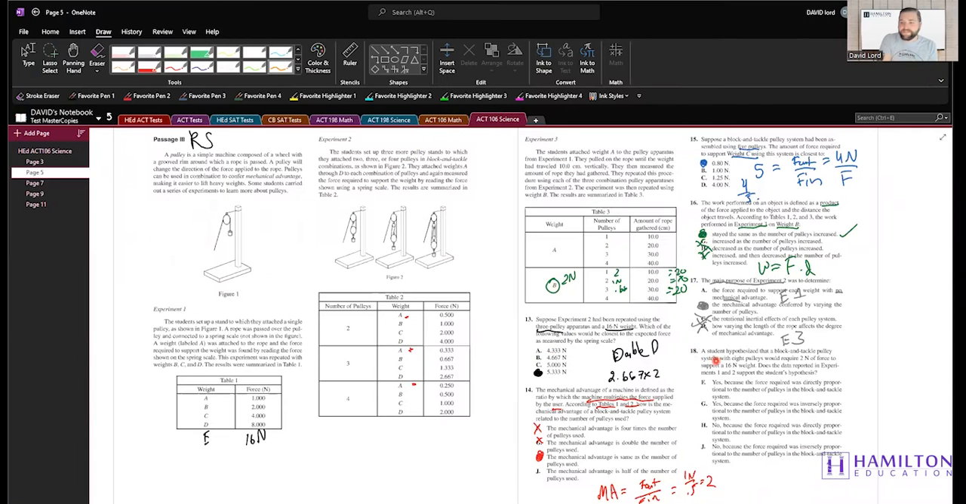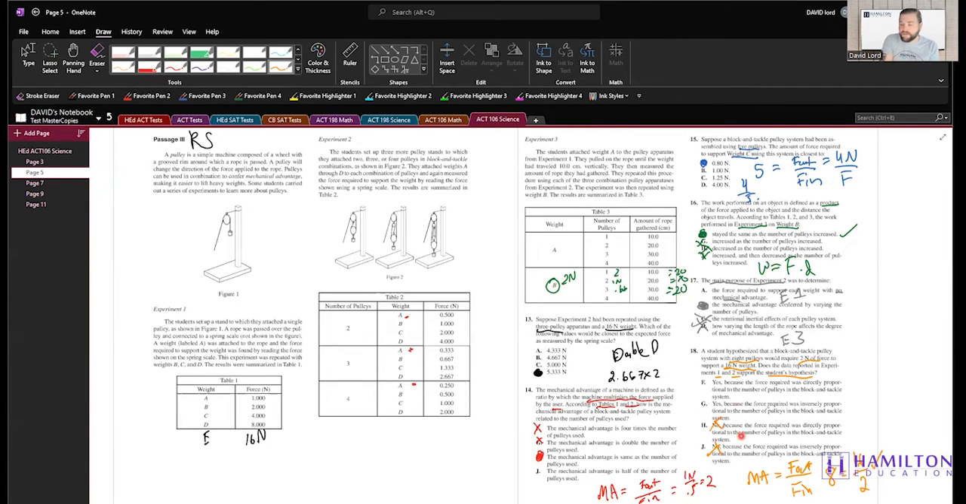All right, question number 18. A student hypothesized that a block and tackle pulley system with 8 pulleys would require 2 newton force input to support a 16 newton weight output. Does the data reporting experiment 1 and 2 support this student's claim? Well, as we talked about earlier, the mechanical advantage will be the force out over the force in. So let's see if it's true. So we got 8 pulleys, which is equal to mechanical advantage. So 8 is equal to force out, 16, over the force in, which is 2. And that's true. So we want yes.